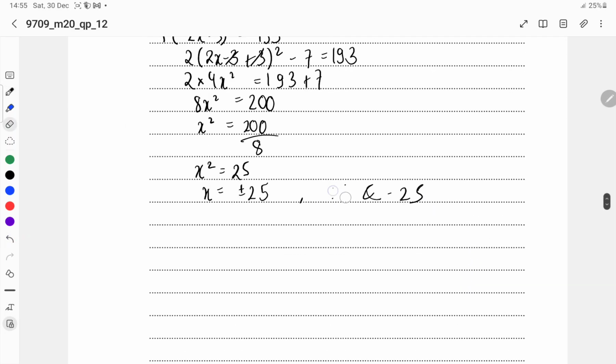Okay, so since the domain is x less than or equal to minus 1, x equals minus 25 is our only answer. Okay, I think you understand this part.